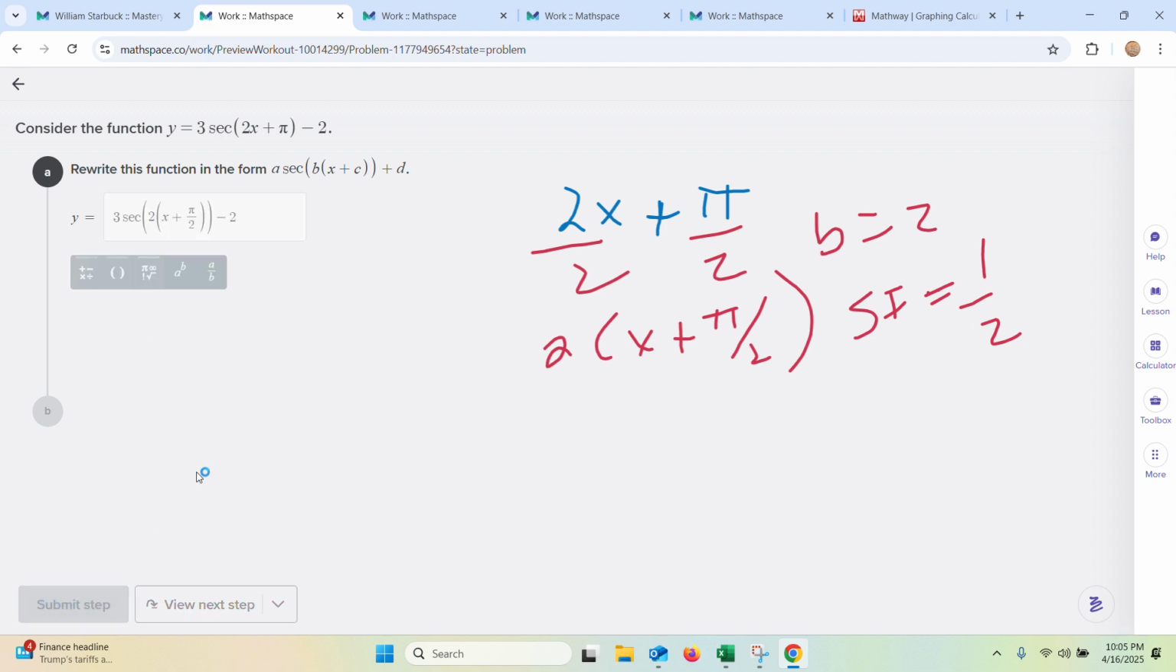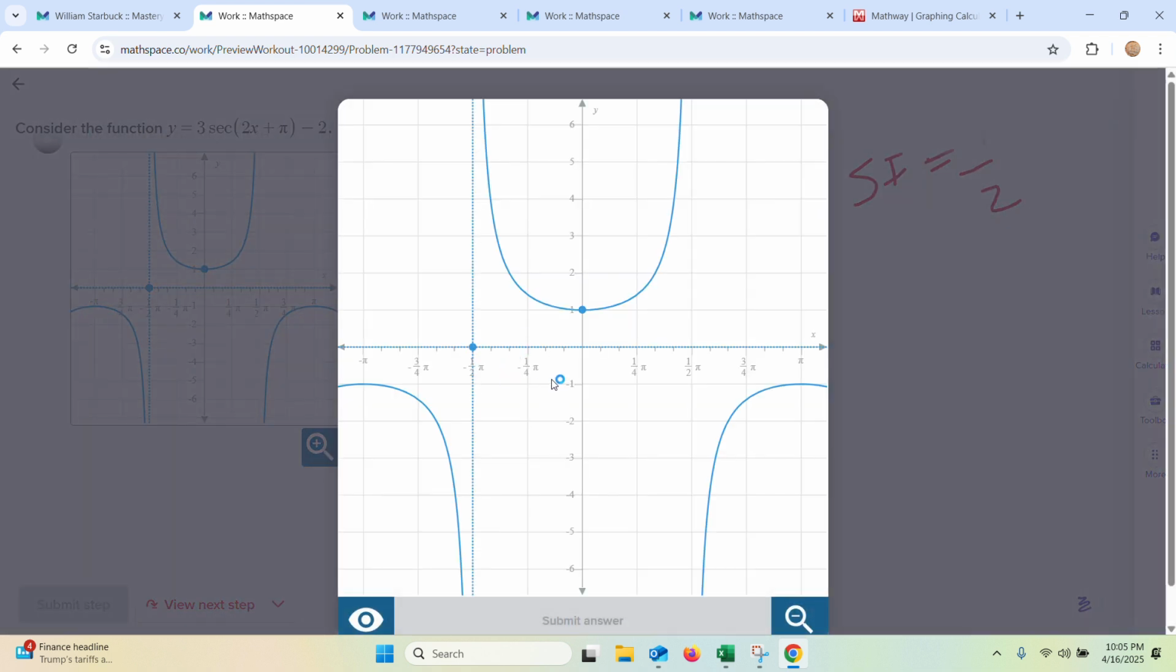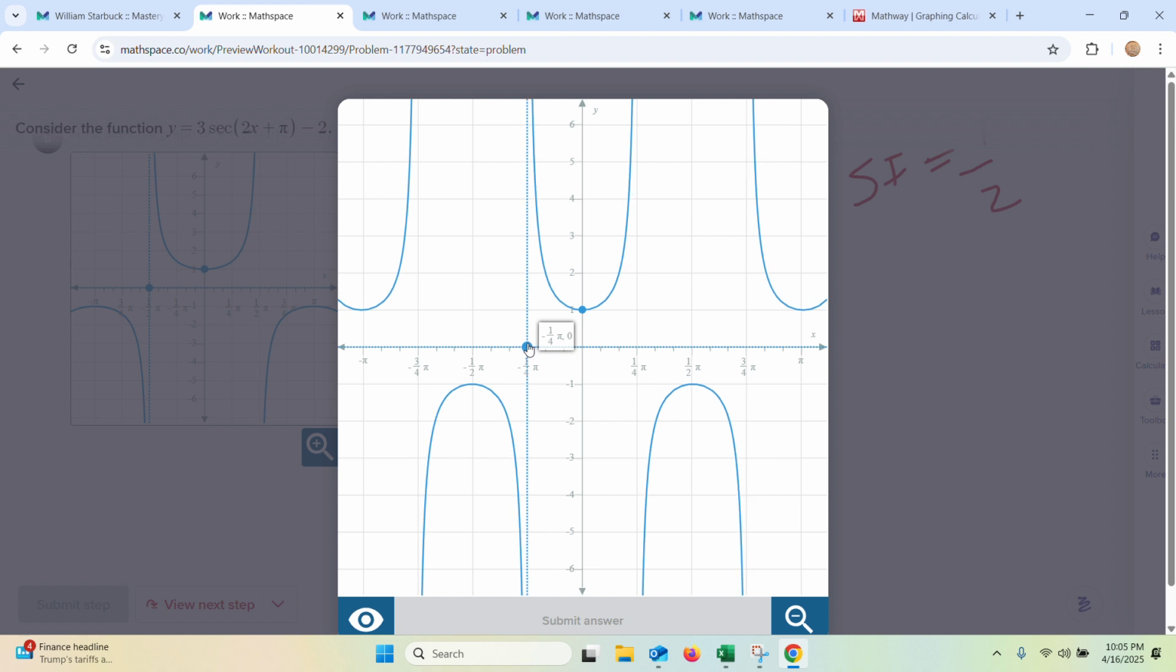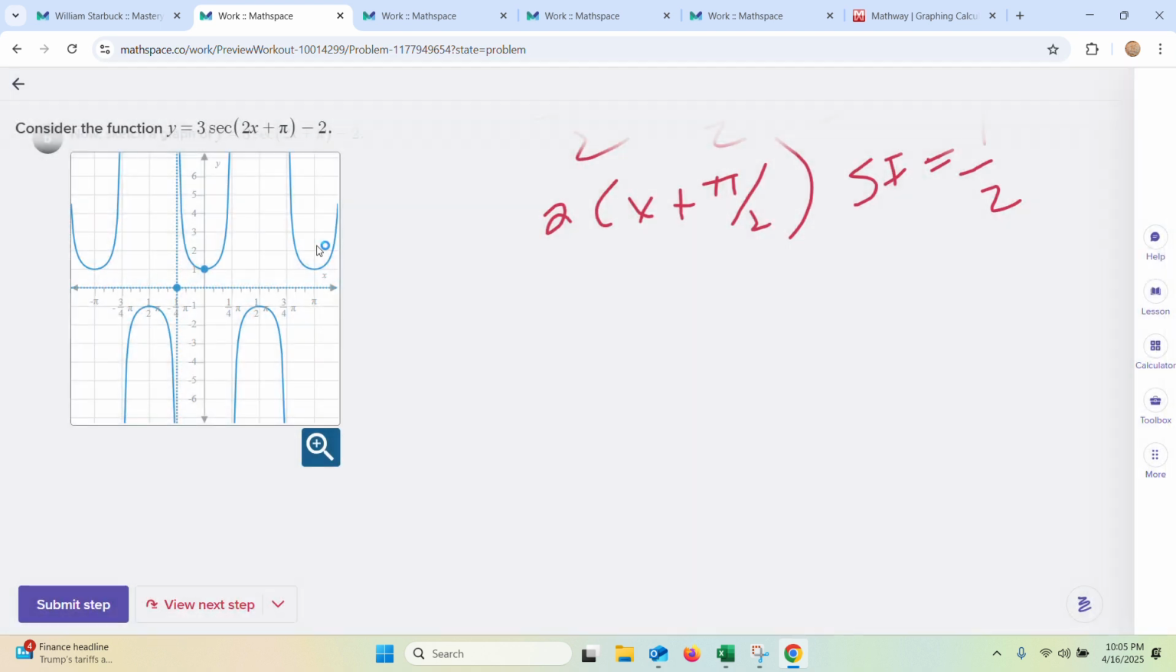Okay. So first part is the scale factor of a half. So let's look at this. 1, 2, 3, 4, 5, 6. So half of 6 is 3. 1, 2, 3. So we're going to move this guy over to half. Then multiply the y values by 3.